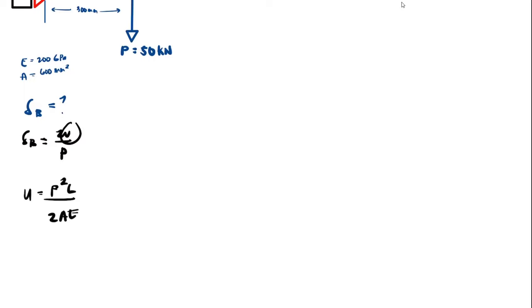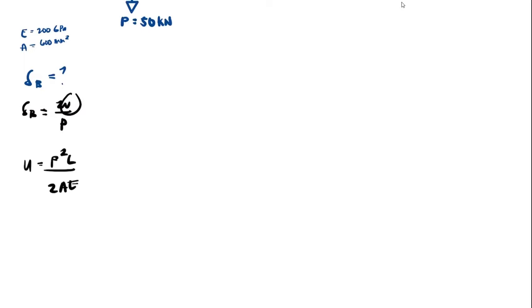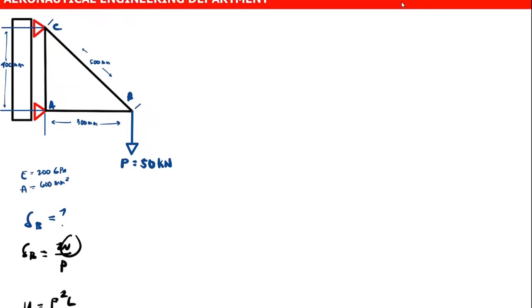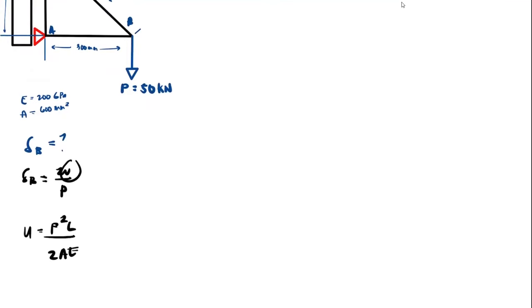Okay, so F, paano naman makukuha yung F? Yung L is given, yun yung length ng ating mga members or element. And then, A is given, no? So, constant 600 millimeters squared. And E, the Young modulus, is constant 200 GPa. So, F is, paano ba makukuha yung F? Simply using method of joints.